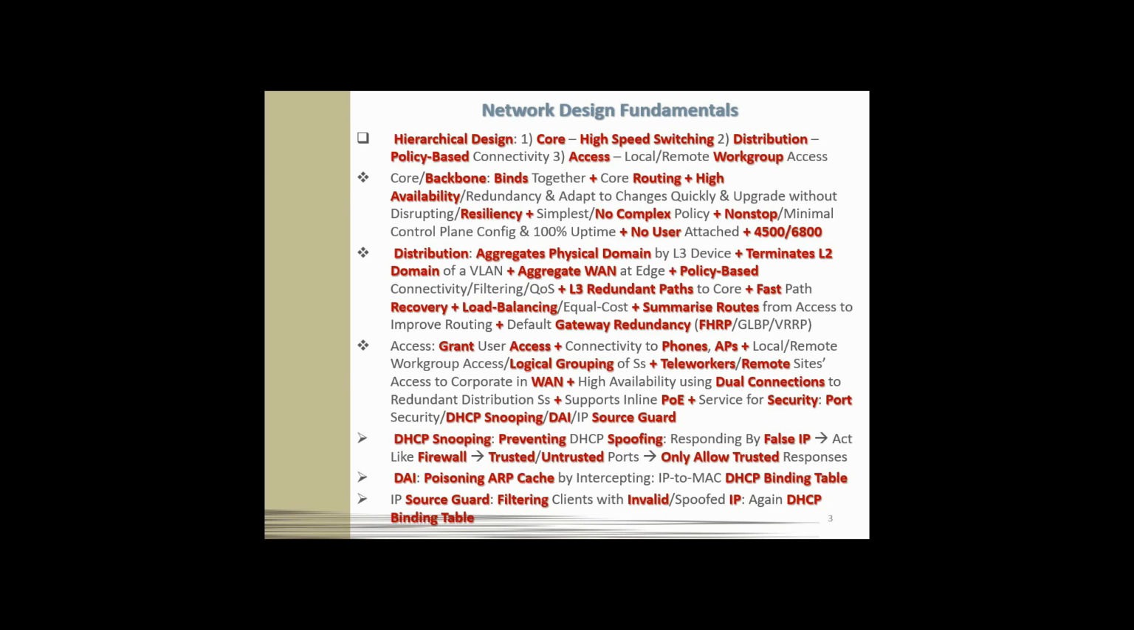Distribution layer is also the place where load balancing or equal cost load sharing happens by interconnecting core and access layer via at least dual paths, so that 50% of traffic can go on route A and another 50% can go on route B. So fast path recovery, equal cost load balancing, and quality of service, they are all realized in distribution layer.